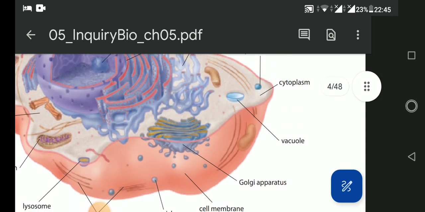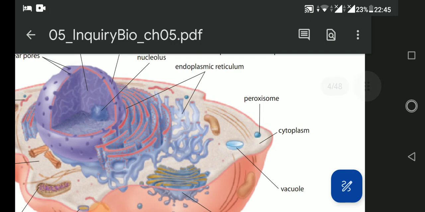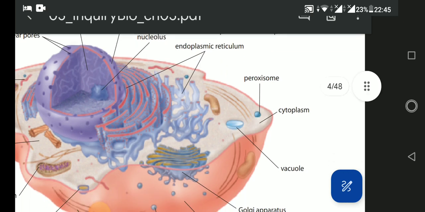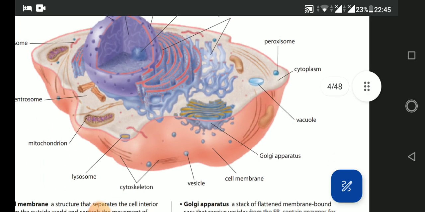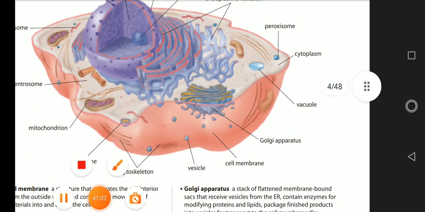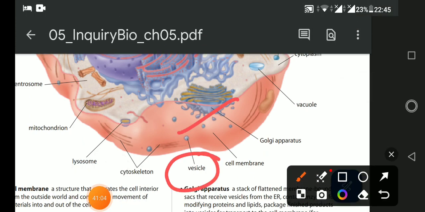Vesicles are very small round bodies. Here you can see a vesicle, that is a very small round body in which proteins and fats can be packed.